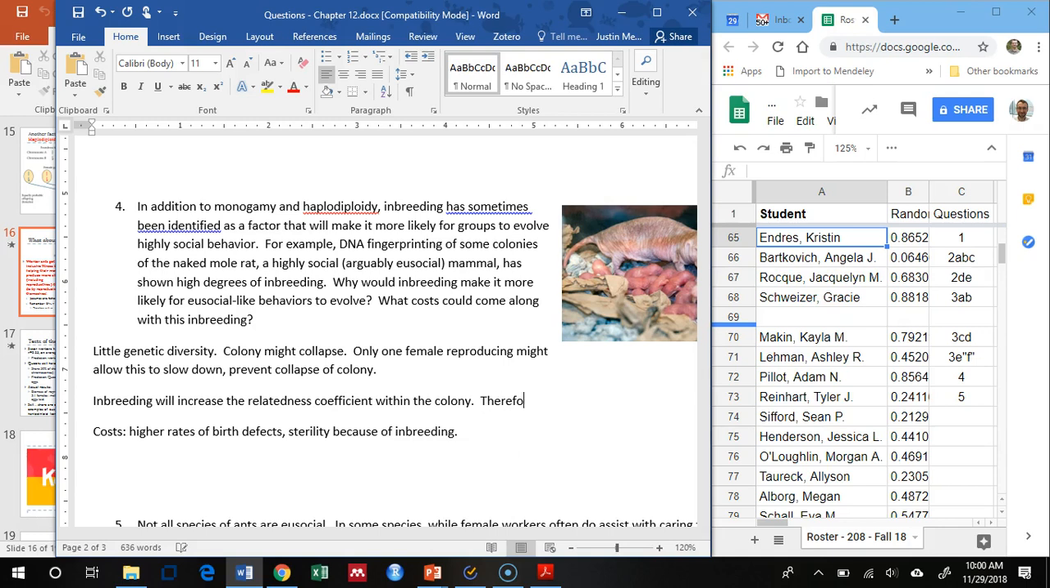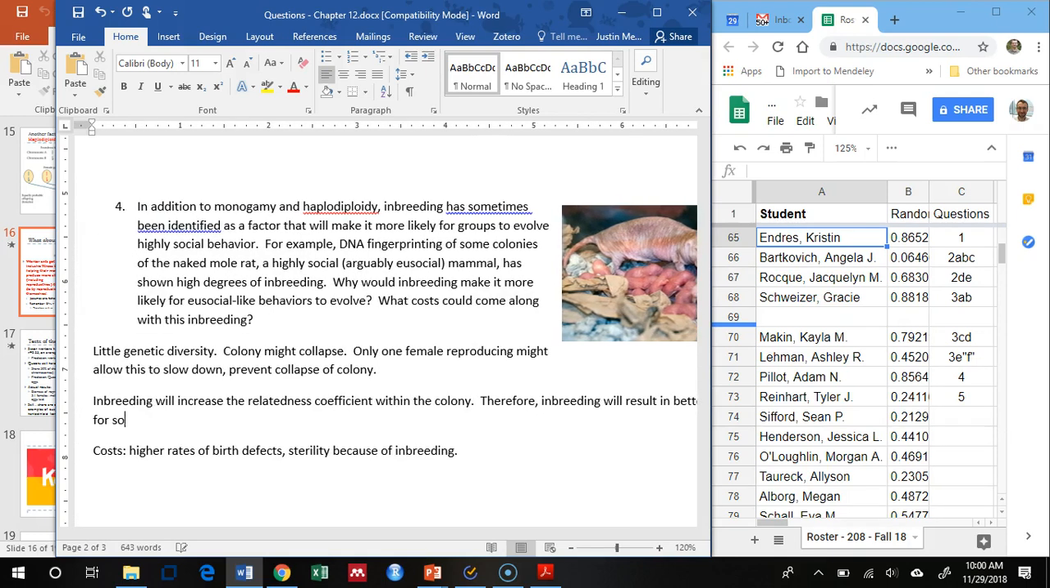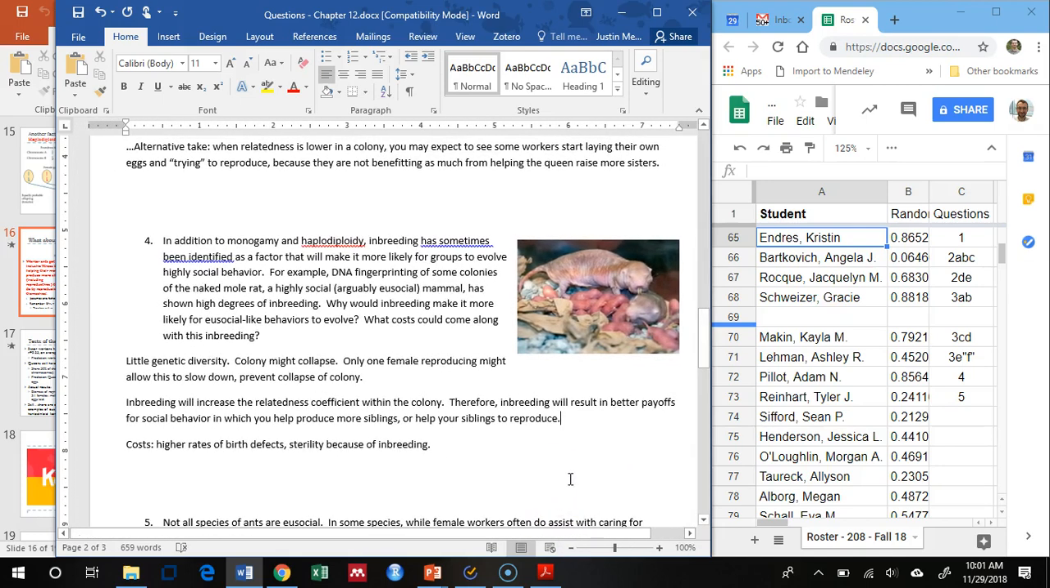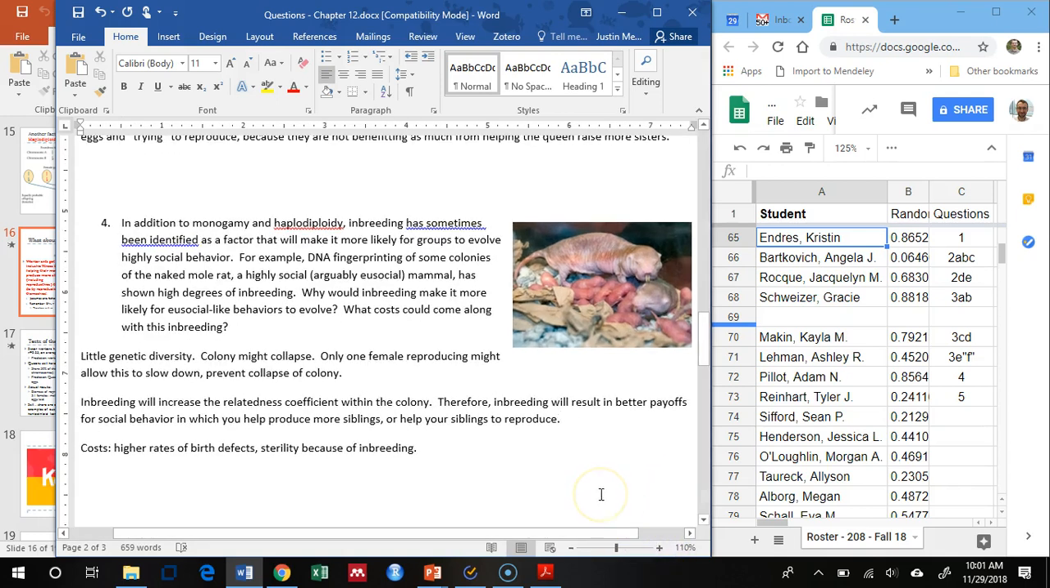Let me put that down. So inbreeding should result in better payoffs for social behavior in which you help produce more siblings, or you're helping your siblings to reproduce, because that means more of your genes that you share with those relatives are getting passed to the next generation. Okay?